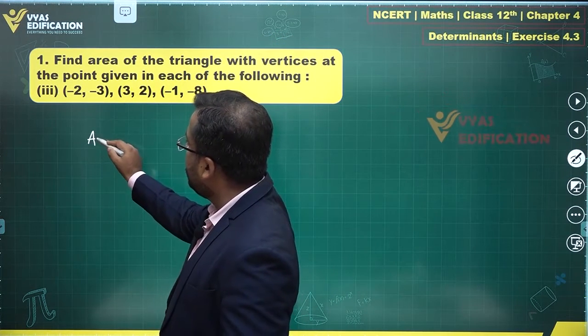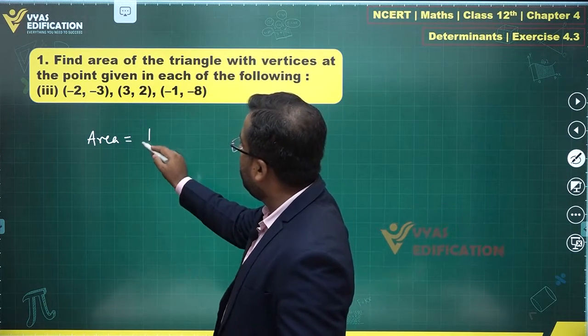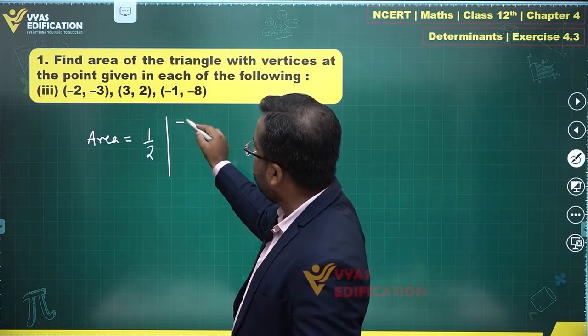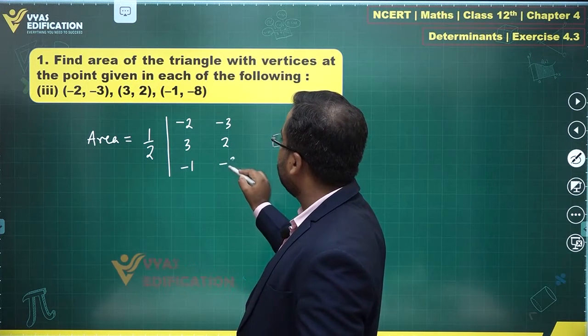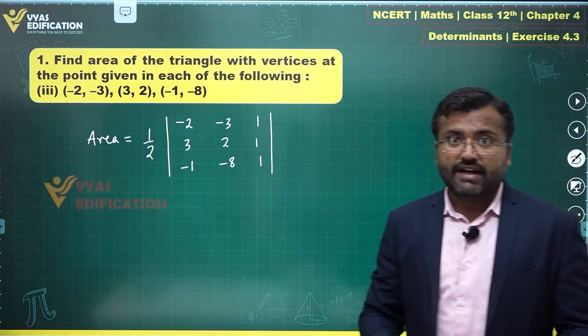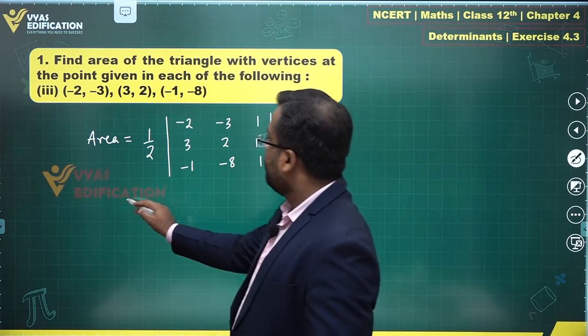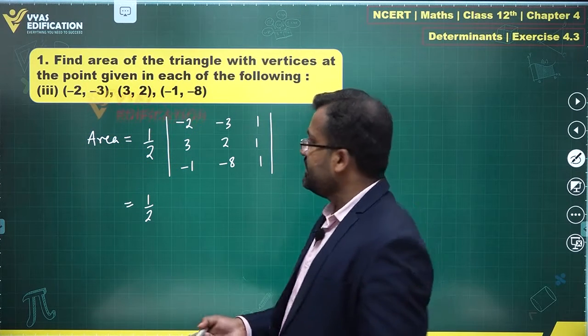And area will be equal to half times the determinant of this. Minus 2, minus 3. This is what we'll have. 3, 2, minus 1, minus 8 is what we'll have. 1, 1, 1 is what we'll have over here. And this is the area for us. In case the value is obtained negative, we'll take the absolute value obviously.